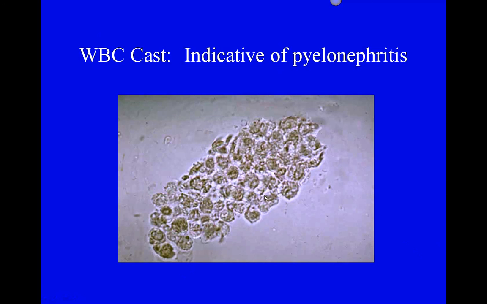Here's white blood cell casts if you had a really bad infection in the inside of your kidney. So usually we have a bladder infection and we identify that, but that's why we want to treat those bladder infections so that they don't get to the kidney.